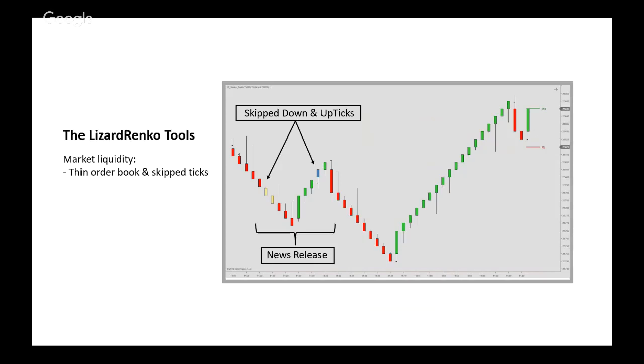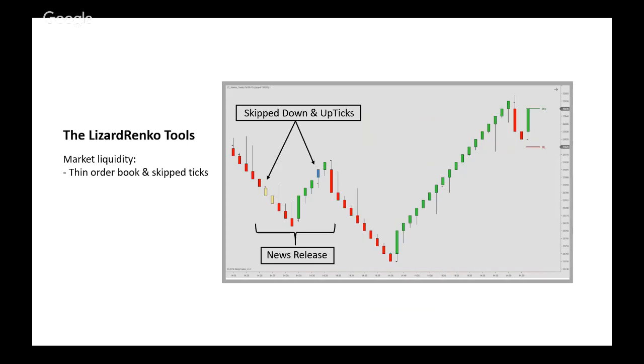Basically, this situation is a low liquidity scenario when there is a gap of more than one tick between the closing of a Renko bar and the opening price of the next Renko bar, or when the Renko bar closes above the projected high or below the projected low. So it's skipping one of those levels that are normally required for the brick size.